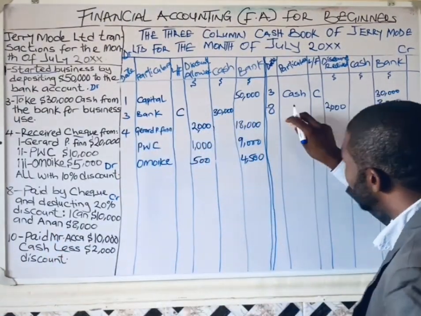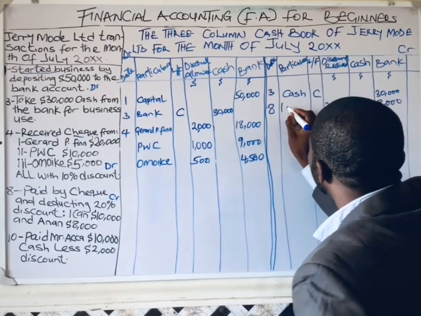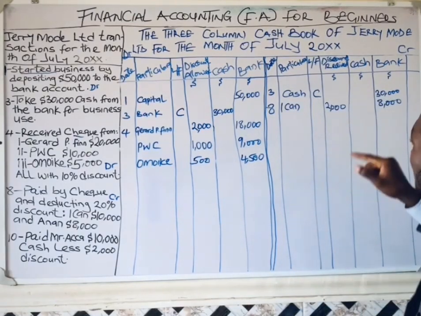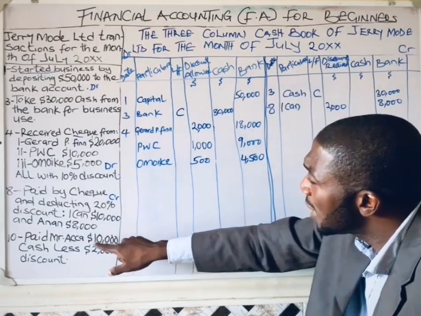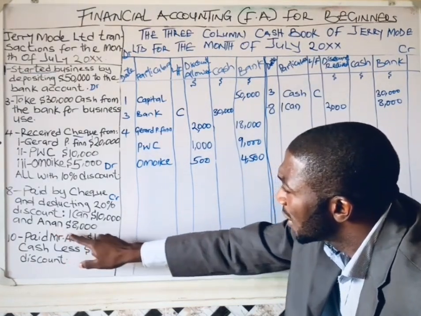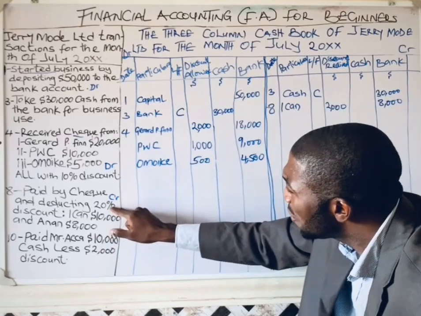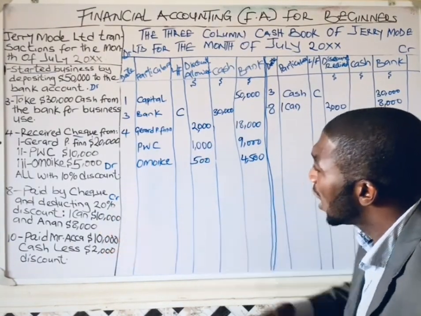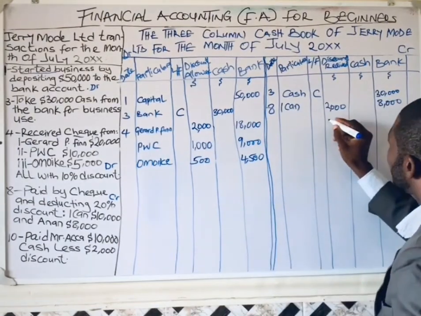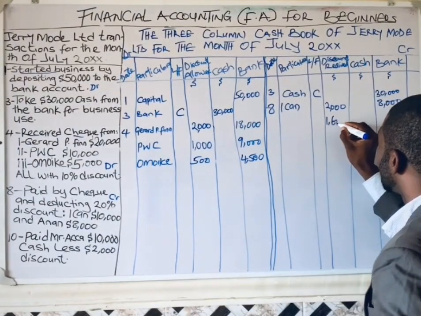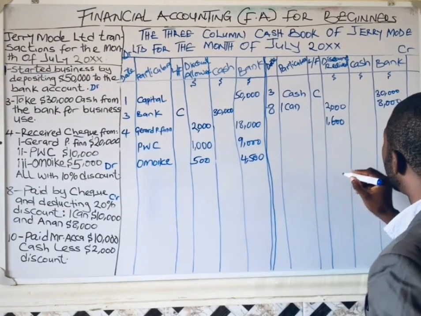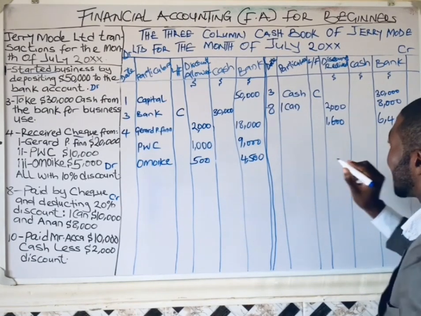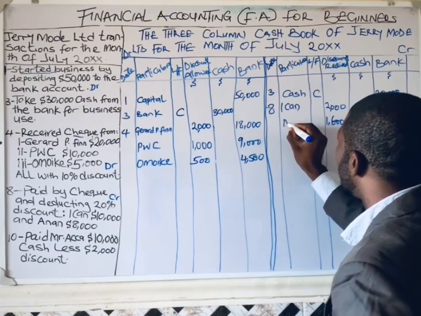The second is ANAN. On that same day, we're supposed to pay ANAN $8,000, but we are receiving 20% discount from this $8,000. So our discount is $1,600, and we'll be paying $6,400. Simple as that to ANAN.